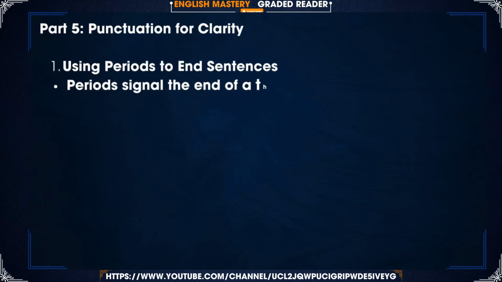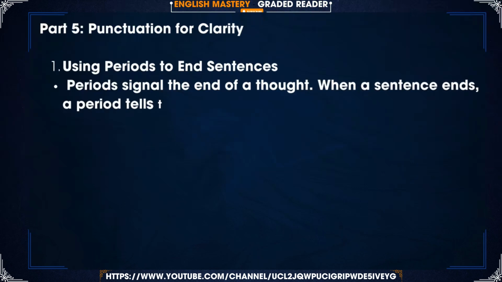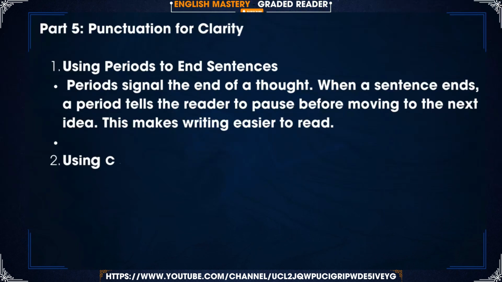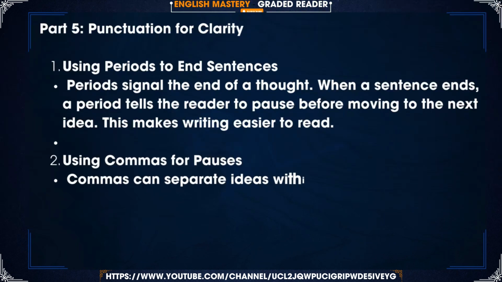Part 5. Punctuation for Clarity. 1. Using periods to end sentences. Periods signal the end of a thought. When a sentence ends, a period tells the reader to pause before moving to the next idea. This makes writing easier to read.